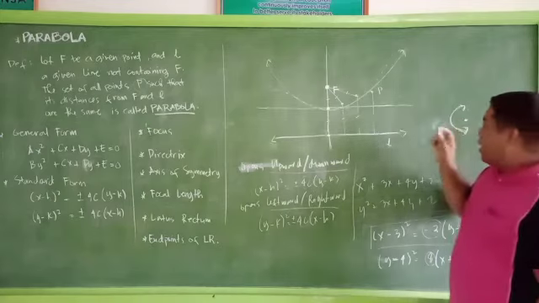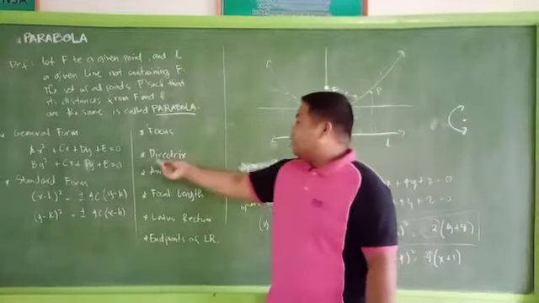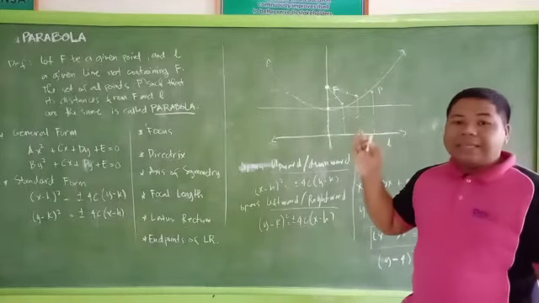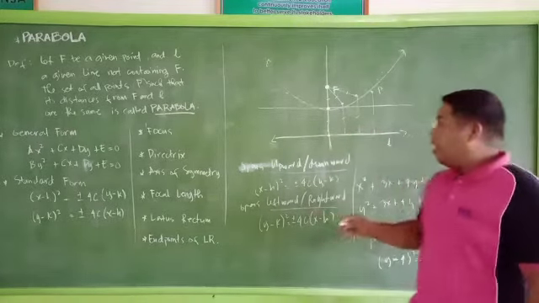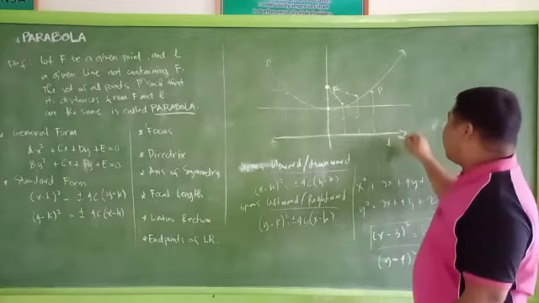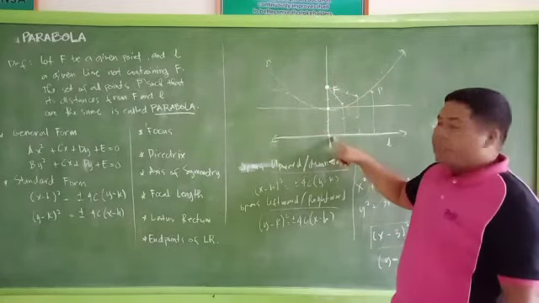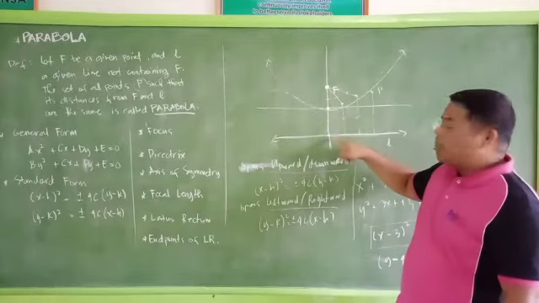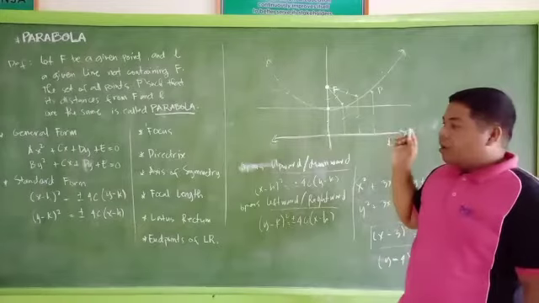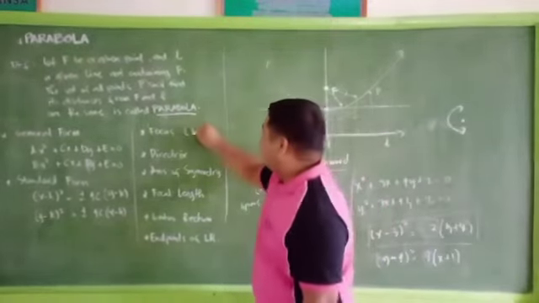Nakuha? Ano yung pagkakaiba ng focus sa directrix? Yung directrix kasi, dapat nasa labas siya ng graph ng parabola. If this one is the focus, this one must be your directrix. Nakuha? Nasa loob yung focus, nasa labas yung directrix. Ito yung graph ng parabola. So yung focus natin, that is a point.